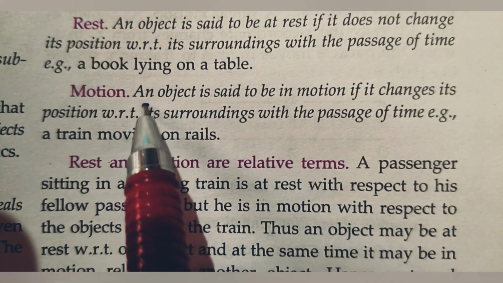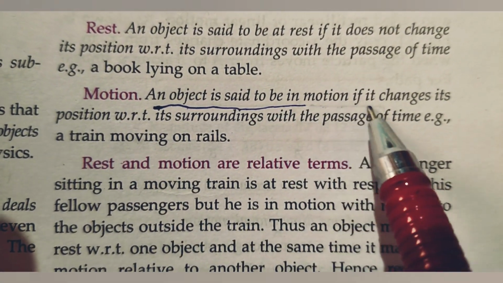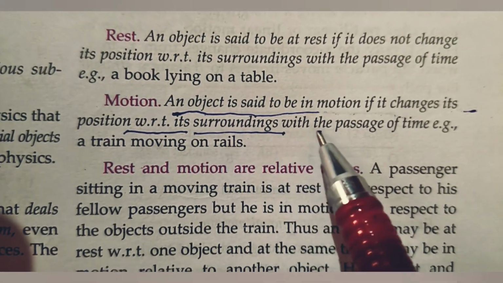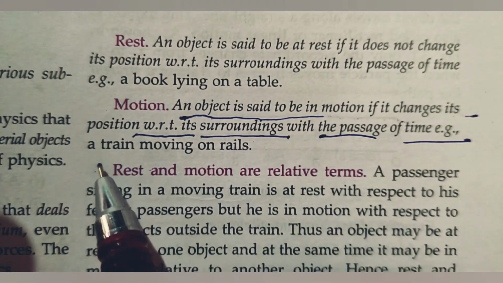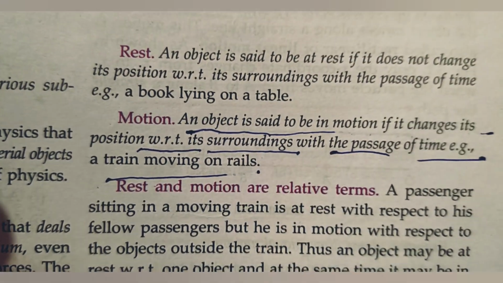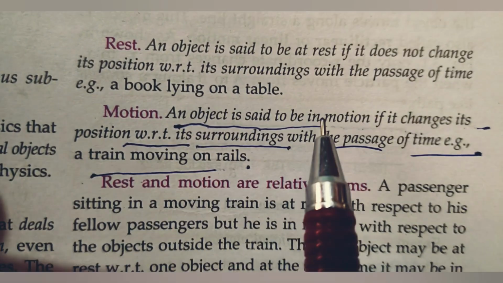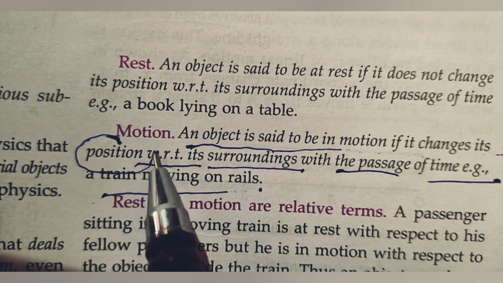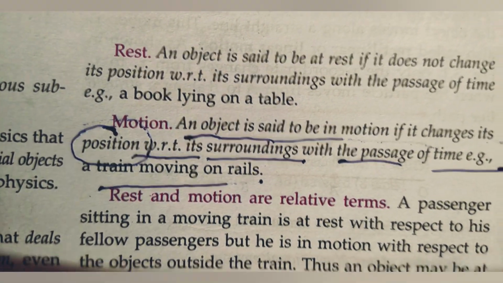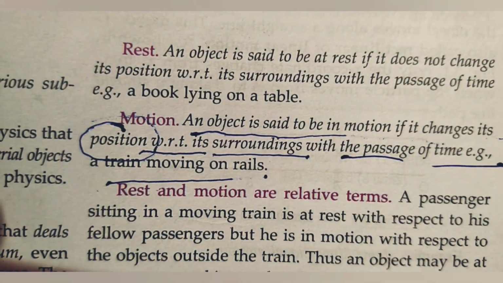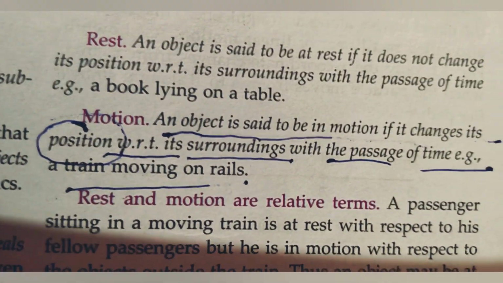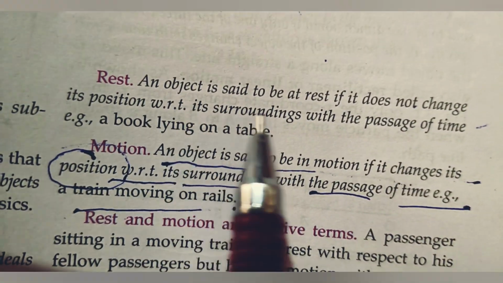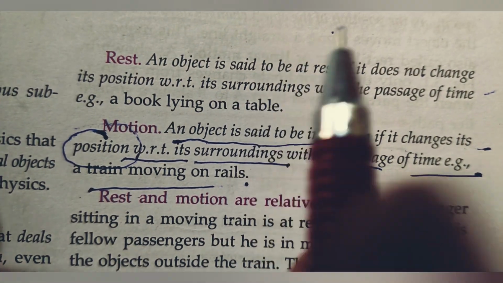That means we can say an object is said to be in motion if it changes its position with respect to its surroundings with the passage of time. For example, a train moving on rails. The car is changing its position with respect to that tree. And an object is said to be at rest if it does not change its position with respect to its surroundings.